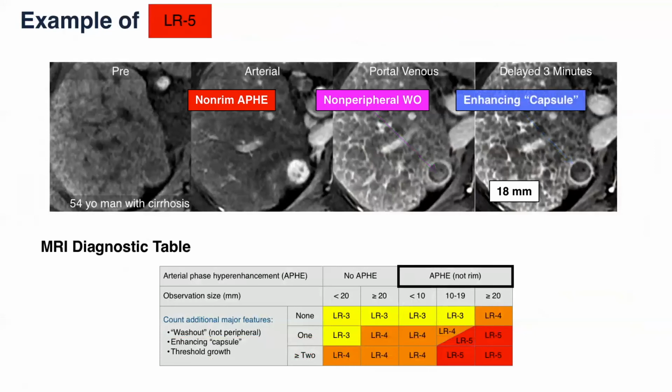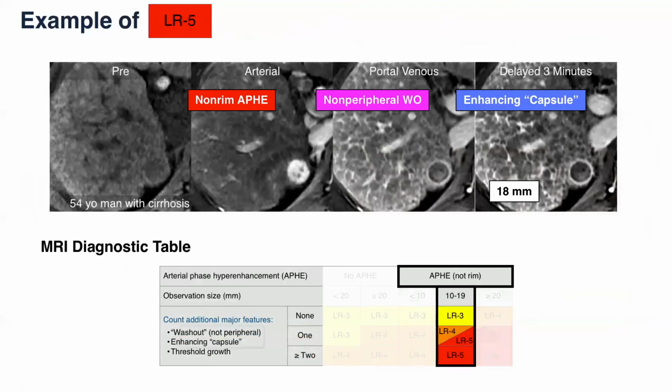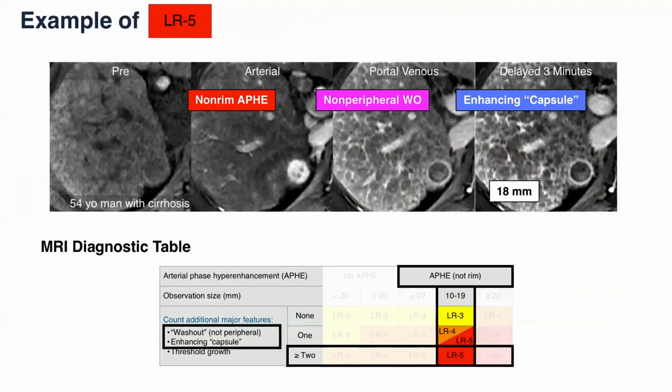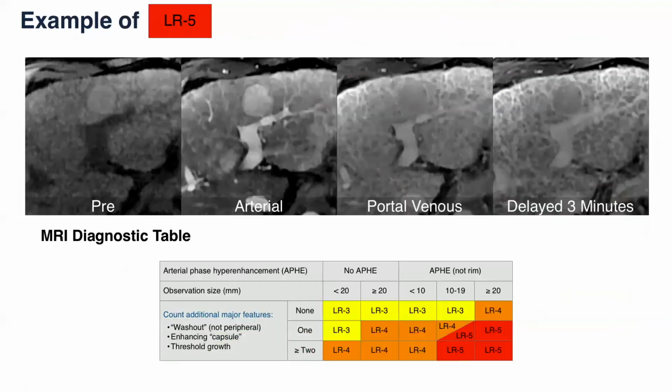So now let's categorize it. It has APHE. The observation is 10 to 19 millimeters. So it's in this column over here. The observation has washout and capsule. That's 1 plus 1 equals 2. It's over here. What row is that? It's that row over here. This is LR-5, definite HCC.